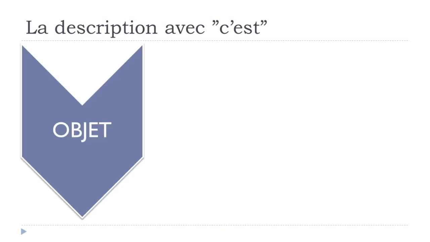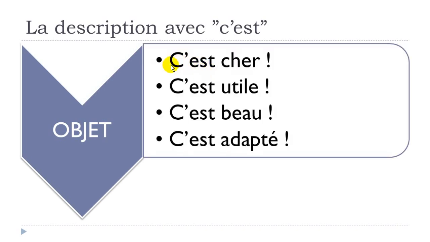So it could be for an object as well. You could describe an object, un objet. So let's see now. C'est cher. Cher is expensive. C'est utile. Utile, useful. C'est beau. Beautiful. C'est adapté. Adapted. C'est cher. C'est utile. C'est beau. C'est adapté. Remember, all these adjectives are at the masculine form, like I did say previously.